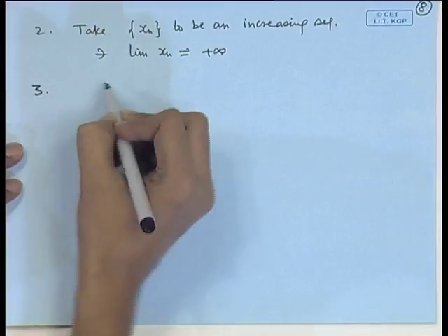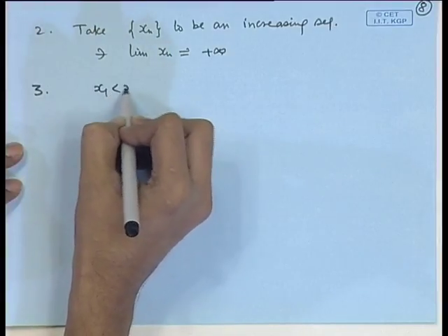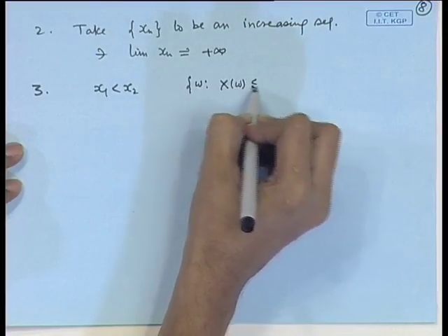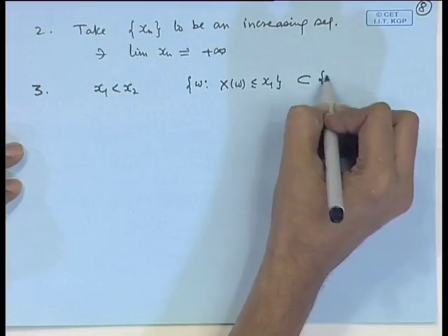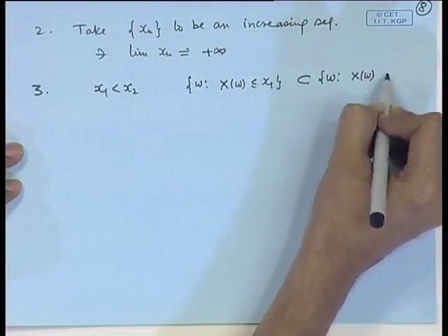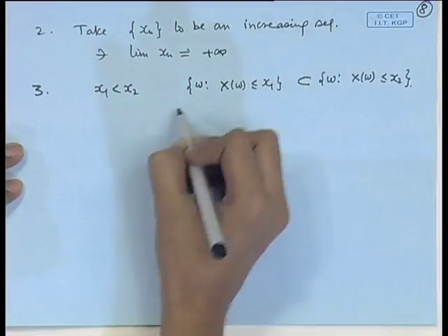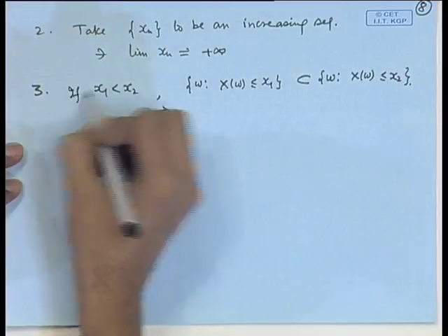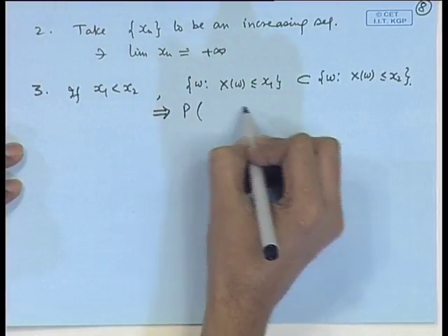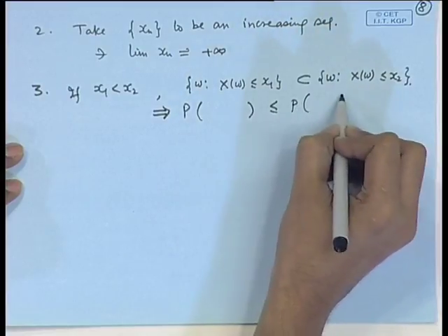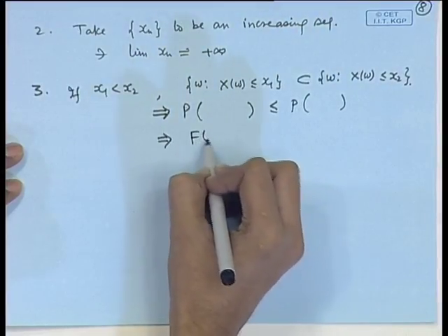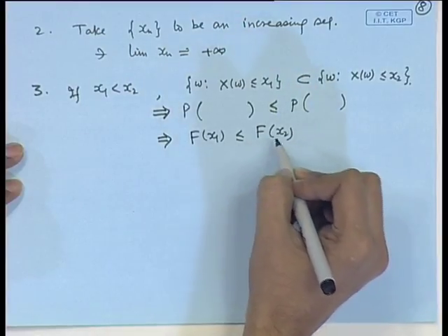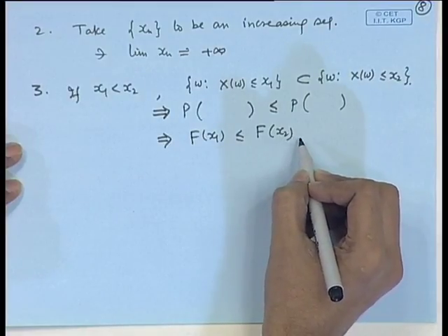To prove the third property, if I have x 1 less than x 2, then the set of omega such that X of omega less than or equal to x 1 will be a subset of the set of all those omega such that X of omega is less than or equal to x 2. So, by monotonicity of the probability function, probability of this set will be less than or equal to probability of this set, which is equivalent to saying that F of x 1 is less than or equal to F of x 2. So, the cumulative distribution function is a non-decreasing function.